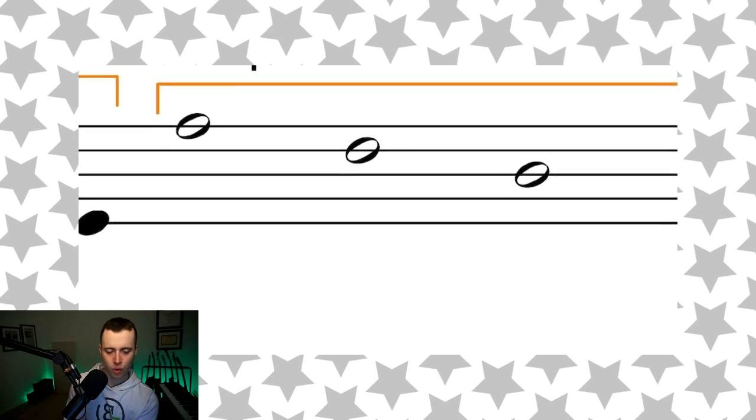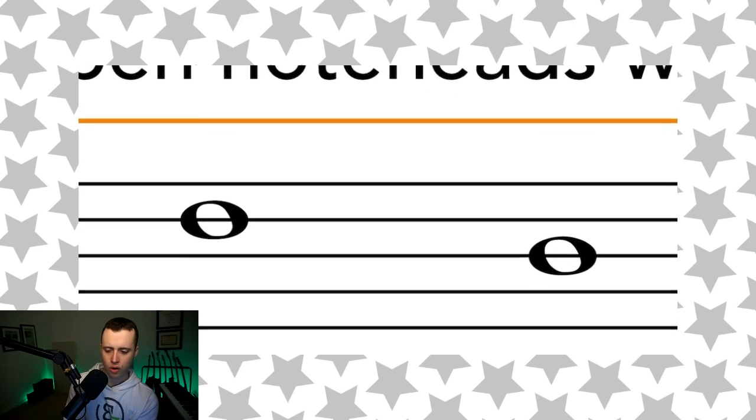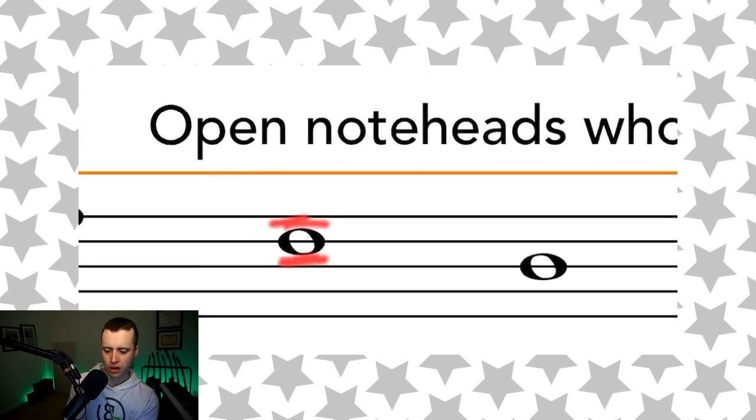We can see that for open note heads, for half notes, and also open note heads for whole notes, there's always this space above and below the note head.